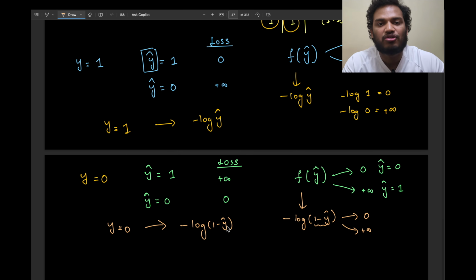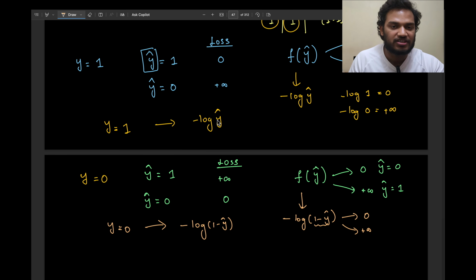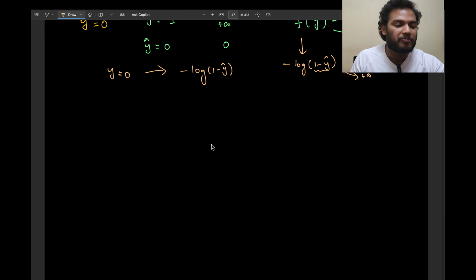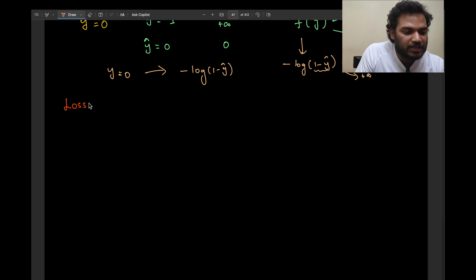But this is not the right thing, right? When y equal to 1, we are using some other loss function, and when y equal to 0, we are using some other loss function. It should be looking like some formula, right? It should not be looking like some if else condition. Here it's like some if else condition. When y equal to 1, do this, and when y equal to 0, do this. So let's try to combine these two. On combining, we'll be getting our loss function for logistic regression.